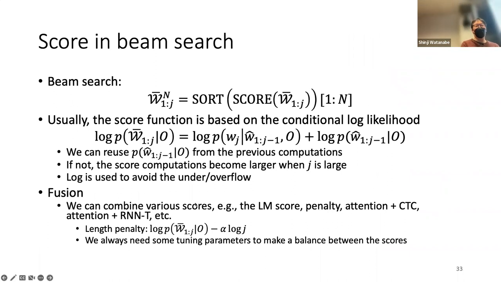And then let's discuss the score function. In speech recognition, of course, it is obvious that we should use the probability, the conditional log likelihood. The reason we use the log is to avoid underflow or overflow. This is very important. Also, in beam search itself, the number of hypotheses is always N. However, it also depends on how we compute this score. If this calculation requires more computation cost, then even with beam search, the computation cost could be the number of beams times the number of steps.